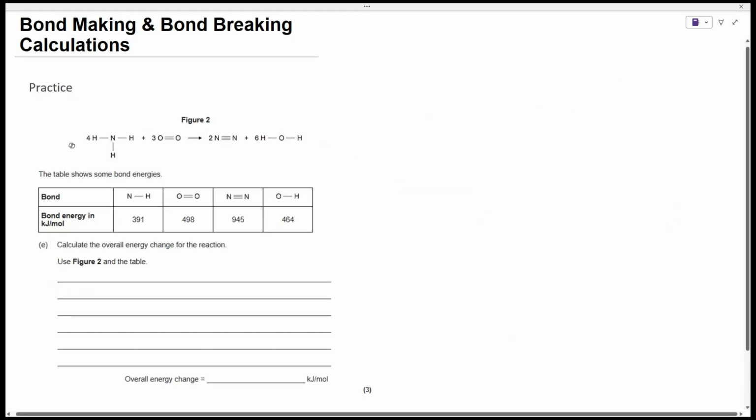Alright, so we're going to give you a chance to have a little bit of practice with one of these now. This is a normal standard one where you're given all of the bond strengths and you've got to work out the energy change. So if you want to pause the video and have a go at working this out, then in a couple of minutes I'll go through the answer.